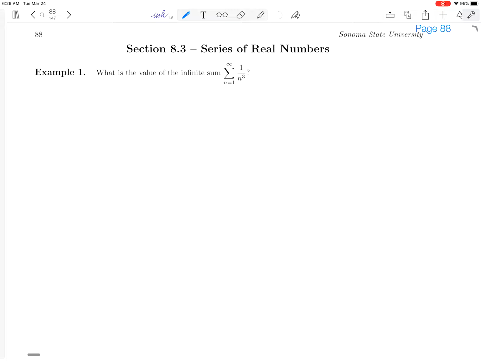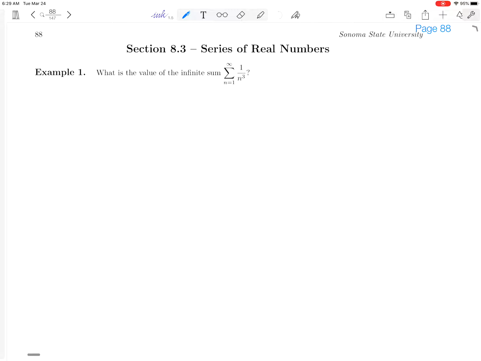Good morning. We are at the beginning of page 88, which is the start of section 8.3 in our workbook. And this section is the continuation of the topic that you started studying in section 8.2, where you were talking about geometric series. Geometric series were series that had that special structure of having a common ratio that allowed us to determine pretty easily whether the series converges or not.